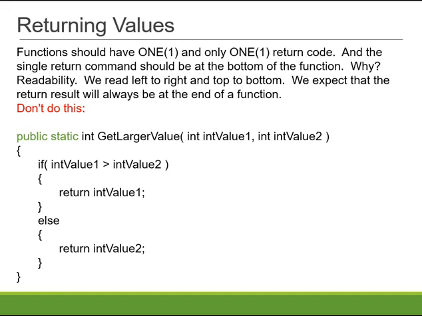Functions should only have one return code. You should have the return code at the bottom of the method. We do this for readability, and we expect to see the return result at the bottom of the method. This screen shows you an example of an incorrect return.